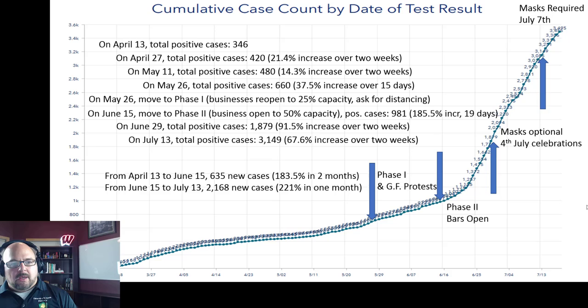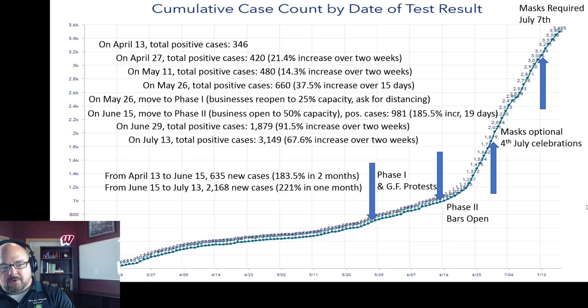On the 13th of July, we're getting closer to where we are now. We're now at 3,149. This is a 67% increase over 2 weeks, and this likely has to do with the behaviors exhibited between June 15th and June 29th. So we're not really seeing the result of the 4th of July just yet.